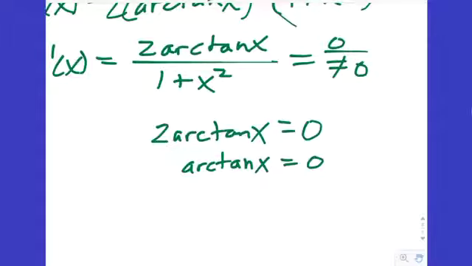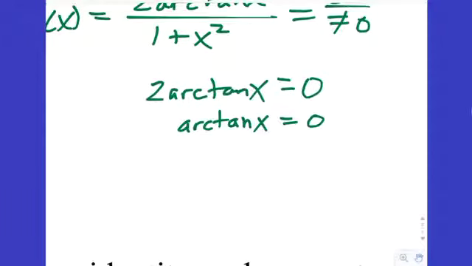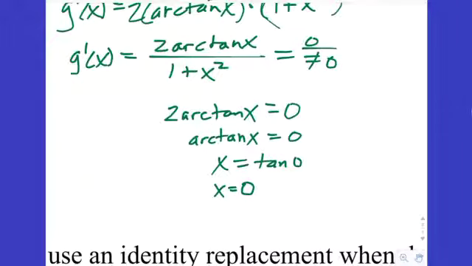what is the inverse operation of arctangenting? Tangenting. So if you take the tangent of both sides, tangent of arctangent of x is x, and you're left with tangent of 0. And what is tangent of 0? 0. Yeah. Now remember, 0 over 0 you would throw out.